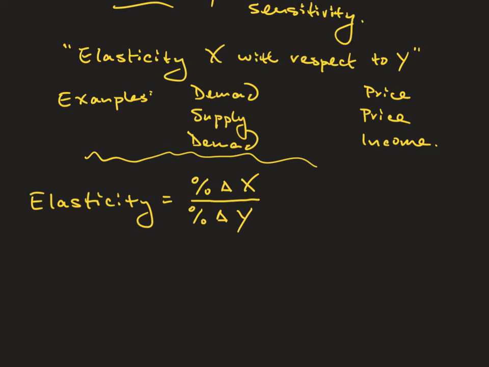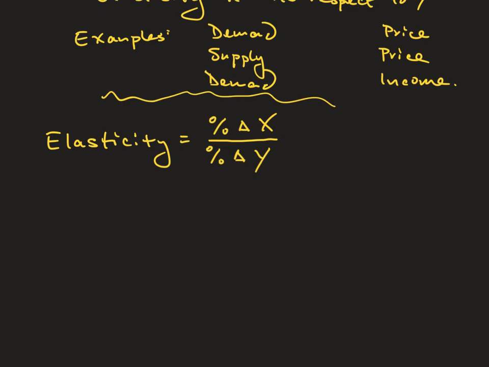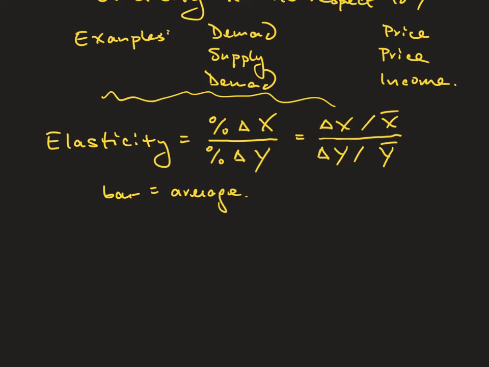And this is important. You all will need to calculate some elasticities. Now, the way that we do this, percent change is the change in X over X bar divided by the change in Y over Y bar. The bar, in this case, stands for average. Okay. Let me do an example.